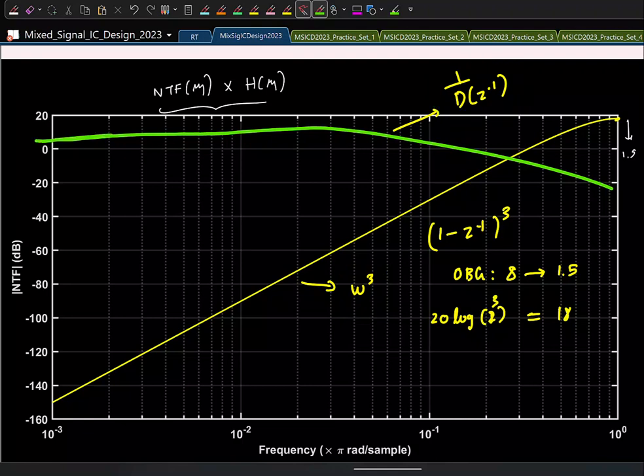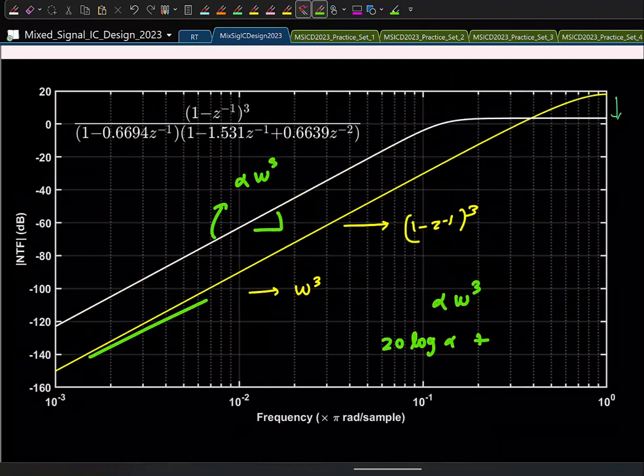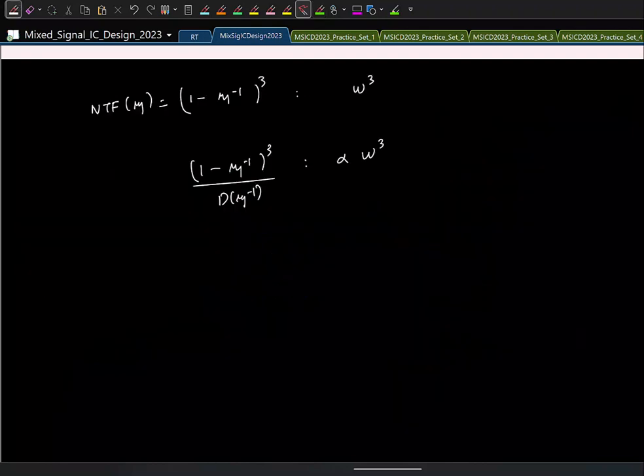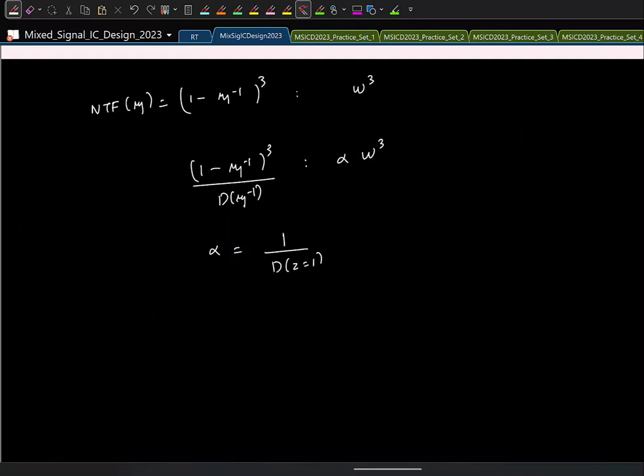The gain is basically the same throughout this region. I can find the value of this transfer function at any point. The simplest thing is to put omega equal to 0, because between these two there is a constant value for a wide range of frequencies up to this point. That extra transfer function is giving a flat response for a whole range of frequencies. I will simply evaluate it at z equal to 1. So alpha is simply 1 by the denominator at z equal to 1.